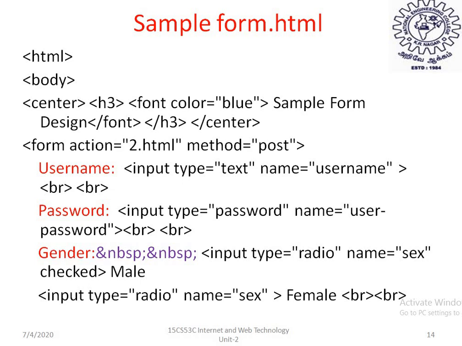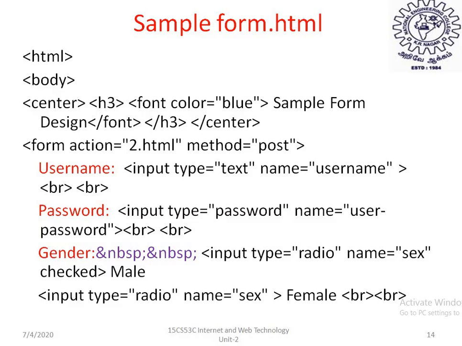And then h3 is used for the heading tag, where the text should be somewhat bigger in size. The font color we have mentioned here is blue. And then finally in the form we are mentioning two attributes, action as well as method. In action we are using 2.html. So whenever the user clicks the submit button, it will move automatically to the 2.html page. Method equal to post. So here we are using post. If you are using the post method, you need not worry about any security issues.